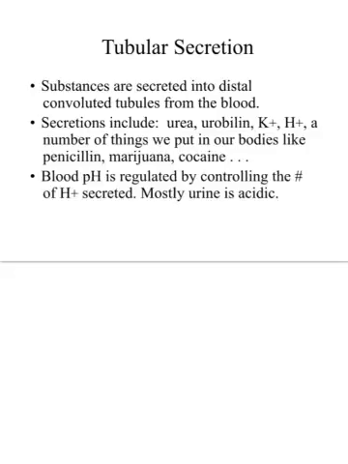So substances are secreted in the distal convoluted tubules from the blood, and some of the secretions or waste in the greatest number, some of those things are urea, which if you recall comes from the breakdown of protein metabolism, urobilin, which is a pigment we get from recycling red blood cells, potassium ion, hydrogen ion, because remember we're always becoming acidic and we need to get rid of hydrogen ion.